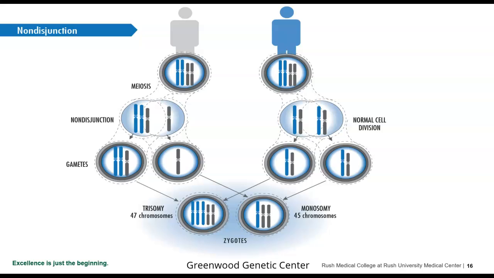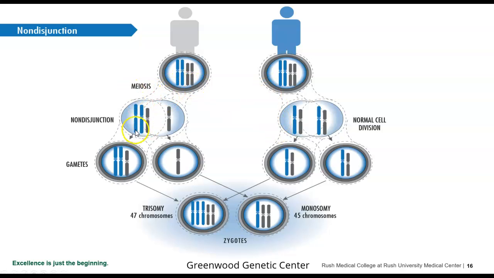Most of the time, you end up with a pregnancy loss and you don't end up with anything. But here we have this individual who divides their chromosomes equally. I'm only showing 2 because it's too confusing if I showed you 23. And this individual has non-disjunction. So let's call this chromosome 1 and chromosome 2.